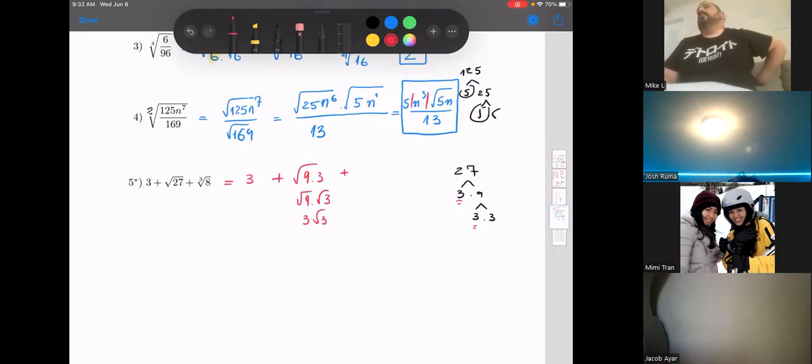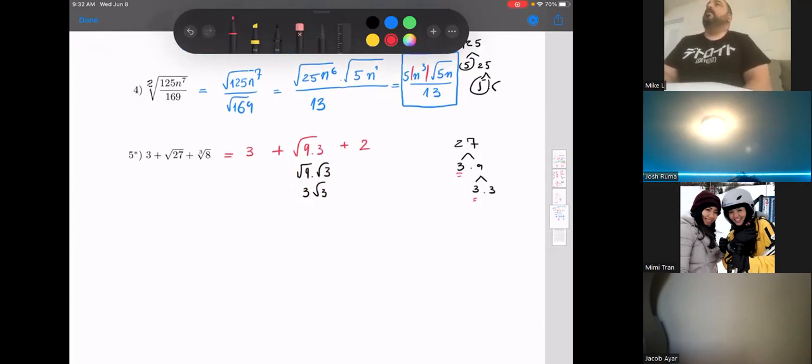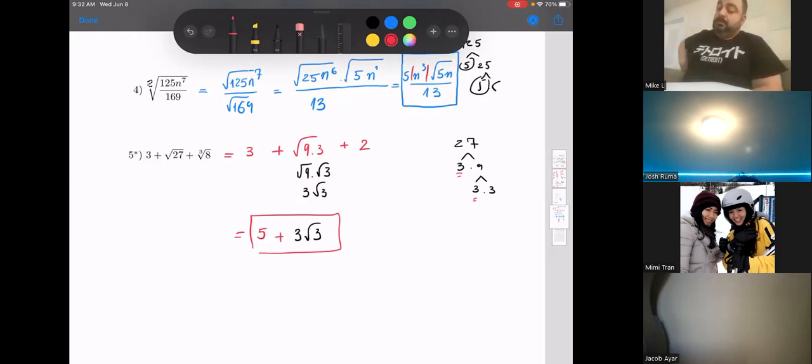What about cube root of 8? Oh, you've done this before. What's cube root of 8 equal? Yeah, 2. Okay, I hope you guys don't stop here. You can combine the 3 and the 2, right? 3 plus 2 is 5. Then the other one, nothing you can do, just write it as 3 root 3. And you're done. So this is what we're gonna do next.